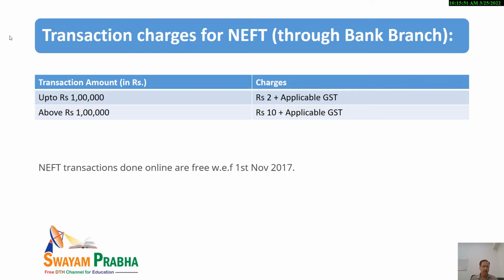And in case the transaction amount is more than rupees 1 lakh, in that case rupees 10 plus applicable GST will be charged. But keeping in mind the benefits and the facility, these charges are very nominal. But yes, there are charges in making the NEFT through a bank branch. In case it is made through online mode, no charges are there. So it is advisable to use online digital modes like internet banking and mobile banking.